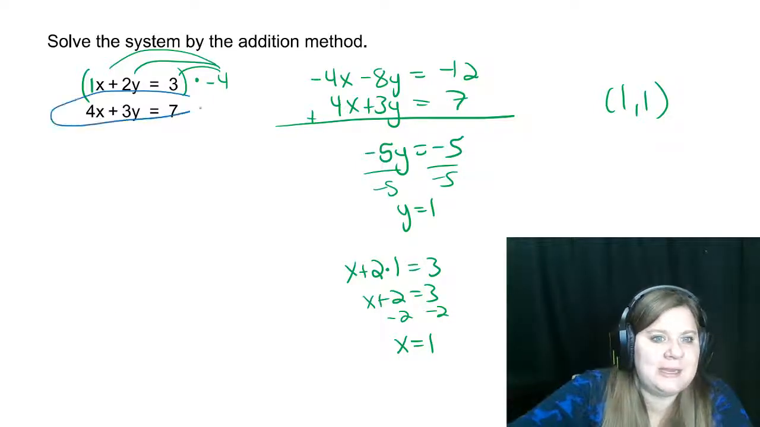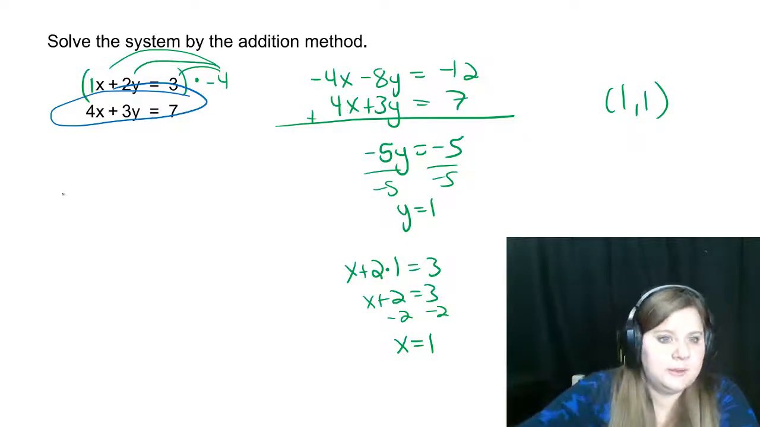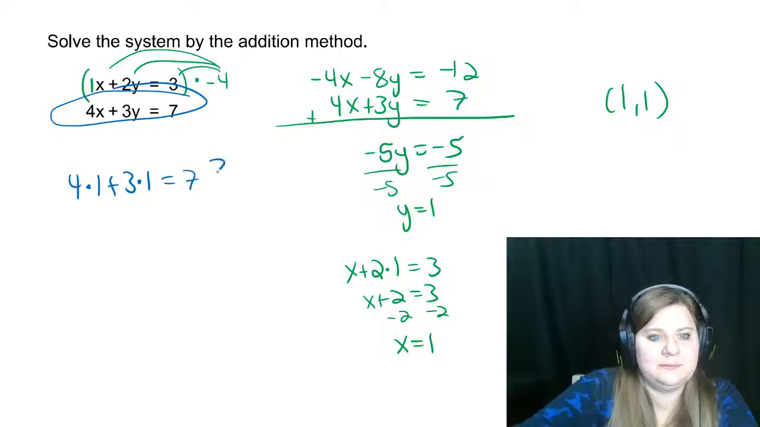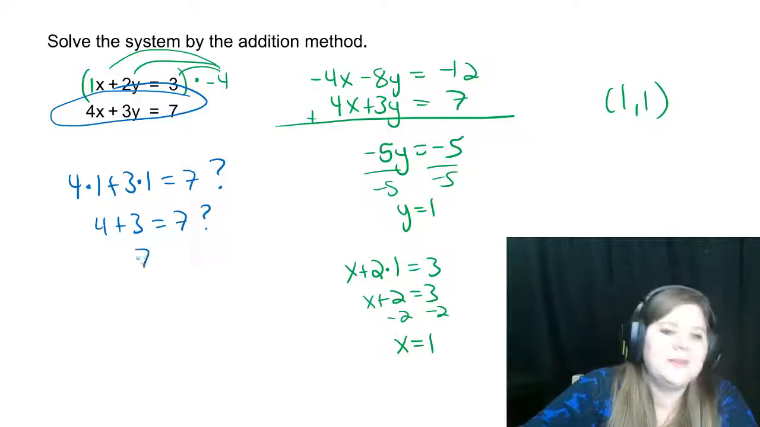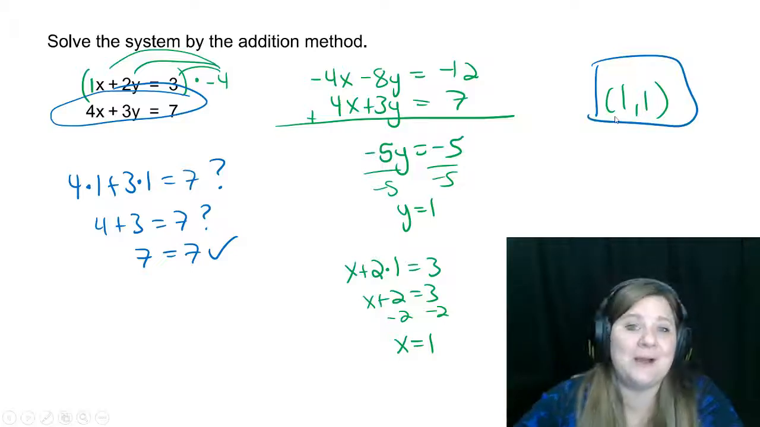So I'm going to check it in my second equation since I used the first equation to solve for x. So I have 4 times 1 plus 3 times 1 equals 7. 4 plus 3 equals 7. Well, 4 plus 3 is 7, so yes, that works. I get to keep and box my answer.